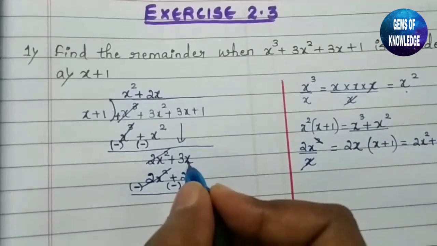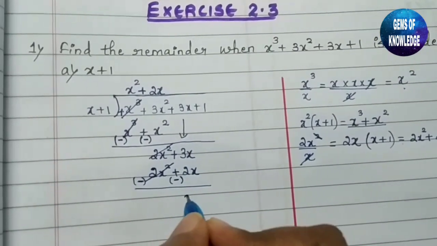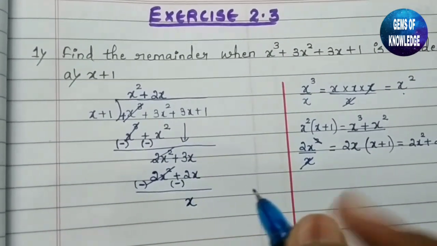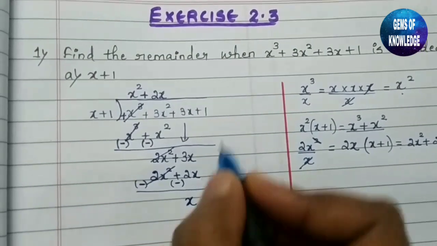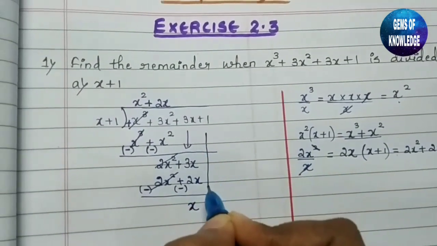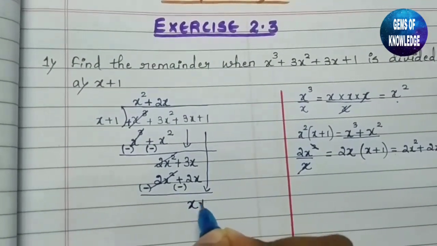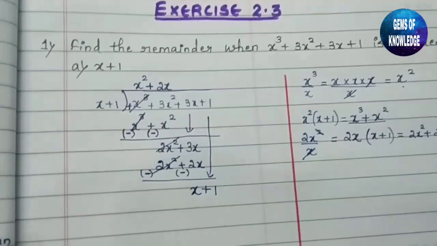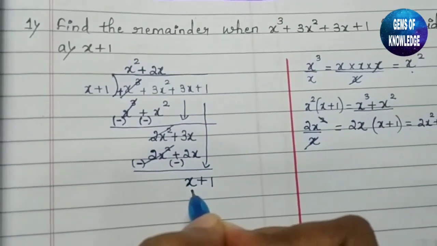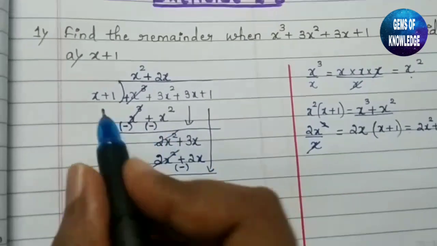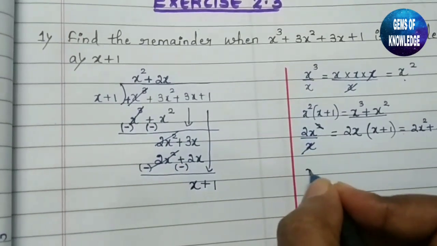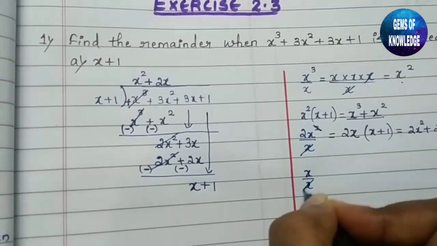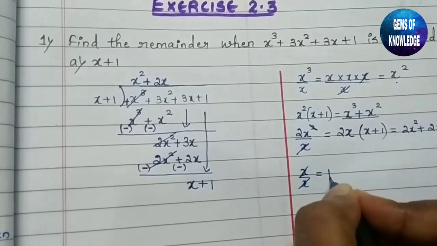We are remaining with 3x minus 2x. 3x minus 2x will be x. So we can write it as x, and this term will be taken down, so plus 1 will be taken down. Now you need to again divide this x with this one. So you are getting x divided by x. When you cancel this, you are left with 1.